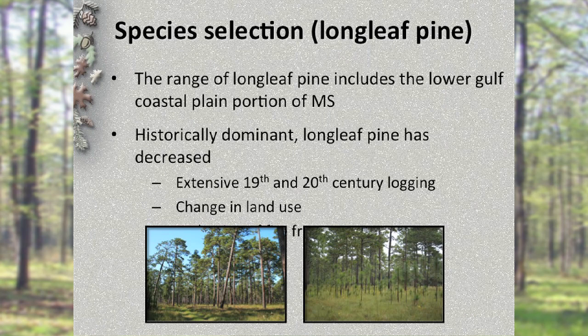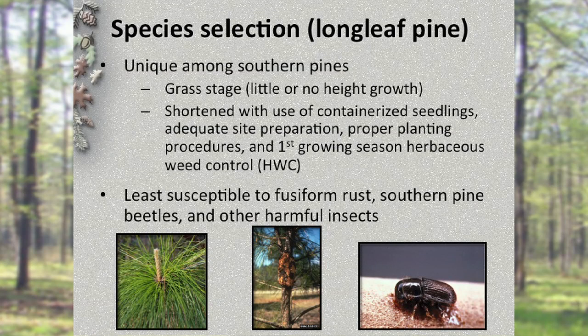The final species is that of longleaf pine, which is found primarily on the lower Gulf Coastal Plain portion of Mississippi, along the southernmost counties in Mississippi. This has been a species which has been historically dominant in that area, but has dramatically decreased through time. There was extensive logging in the 19th and 20th centuries. There's also been a land use change in that area, and a reduction of fire frequency as we kept fire out of our pine stands.